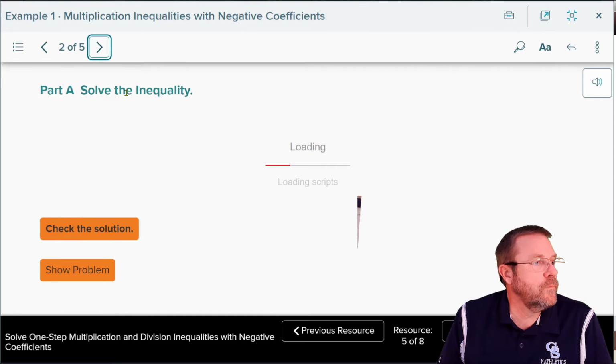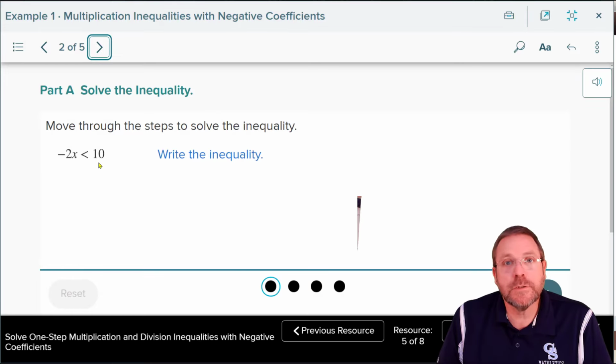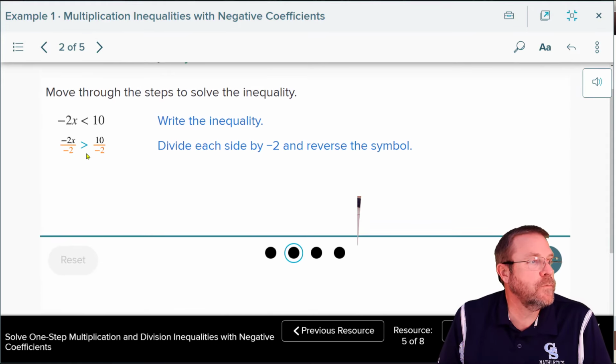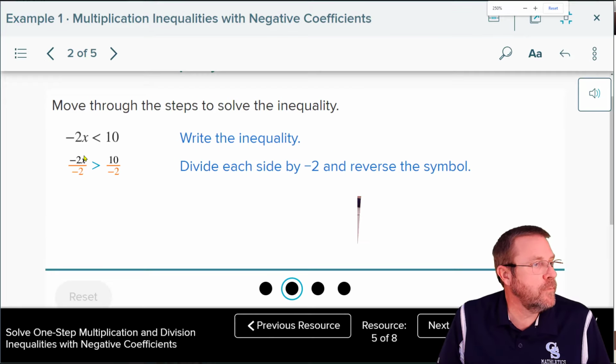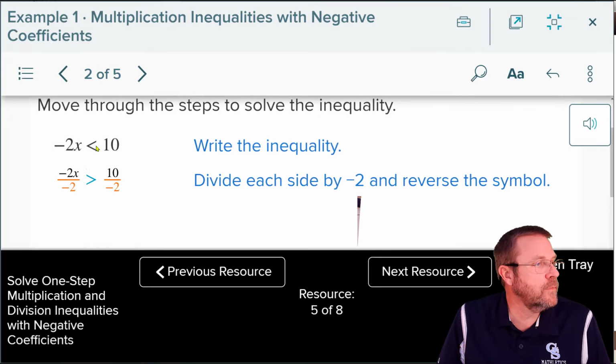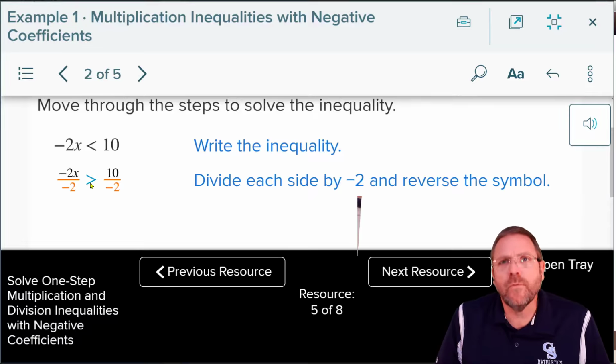So, for the solving it side of it, we're going to treat it just like an equation, and we're going to divide both sides by -2. But do you see what happened right here? Let's zoom in right there. See this sign? That sign flipped. It changed directions. The reason it changed directions is because we divided both sides by a negative number.